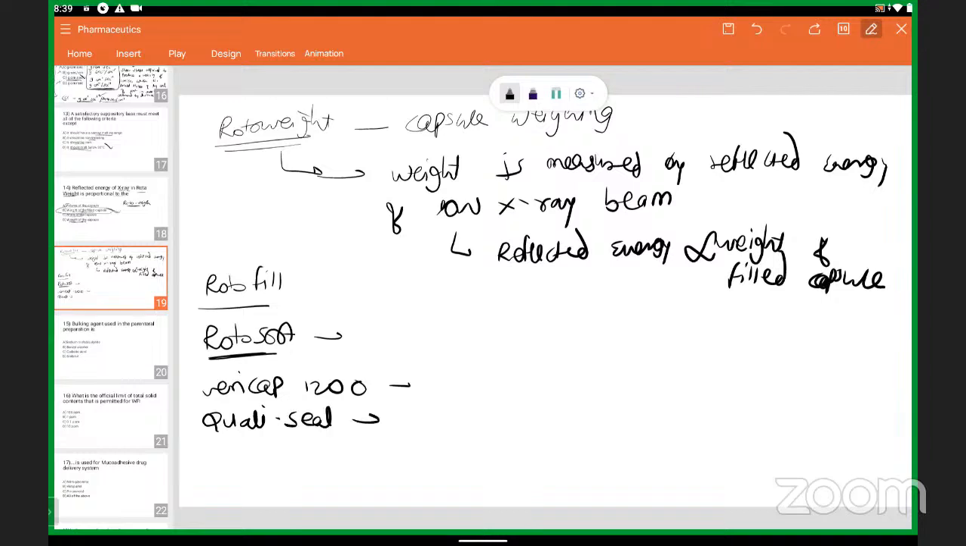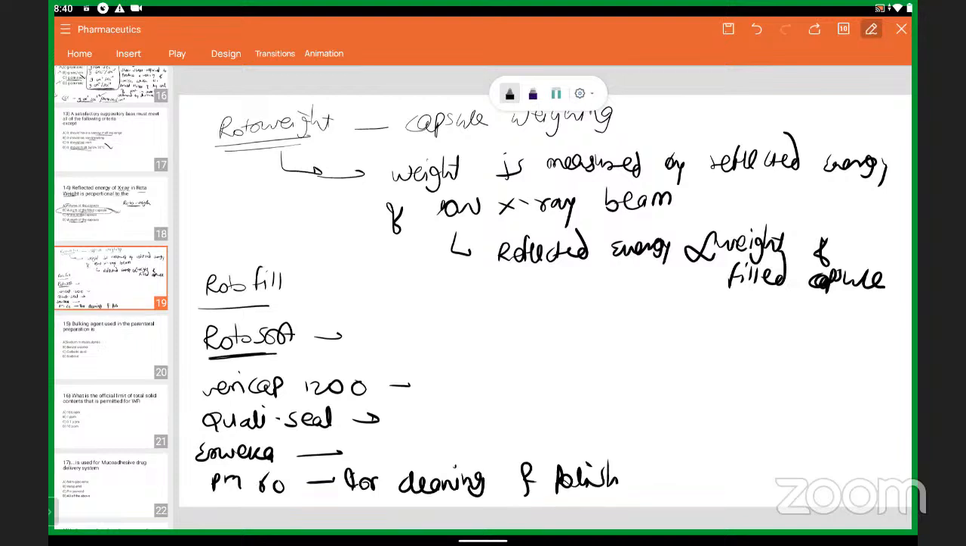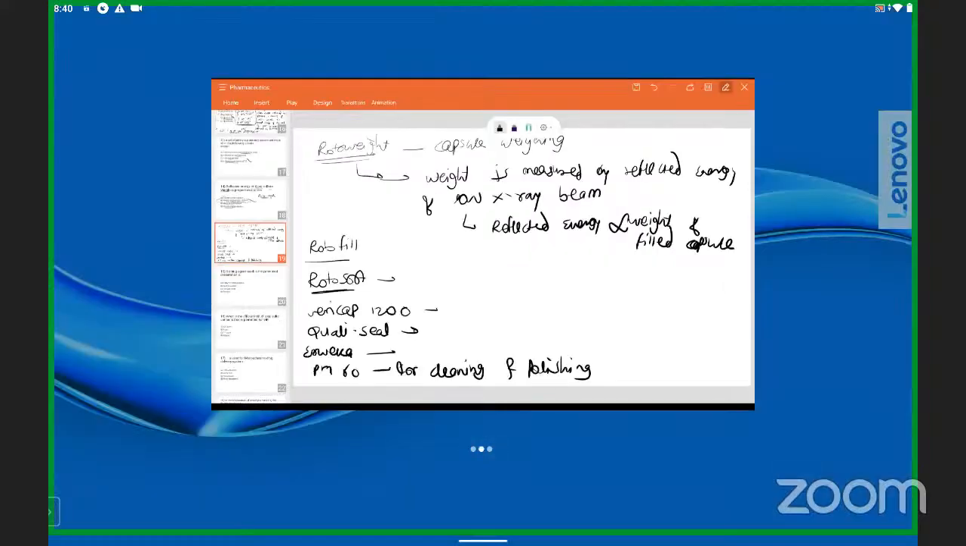क्वालिसिल is used to filling the liquids in the capsule shell. Then Elvica, Elvica is used for de-dusting and polishing machine. And then PM60, that is for cleaning and polishing. तो ये काफी सारी मशीन से कैप्सूल फॉर्मुलेशन में हम यूज करते हैं ड्यूरिंग द ऑपरेशन मैन्युफैक्चरिंग के लिए.